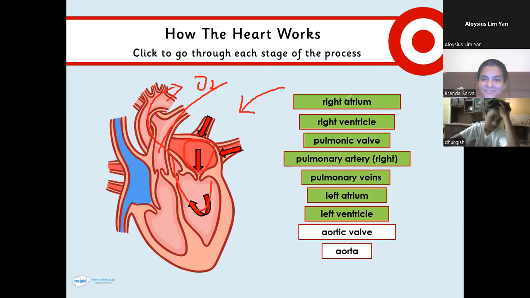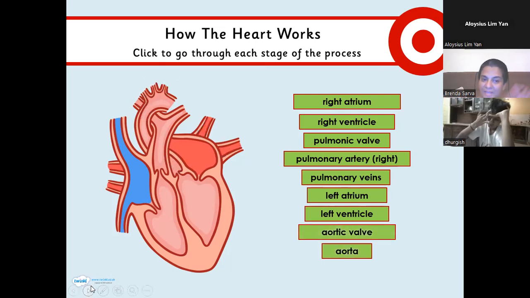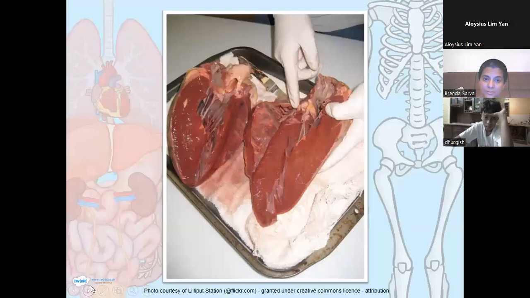Wait, teacher. So every chamber has a job. No, like every chamber has like, how to say, a hole to be connected to the next chamber. Yes, there is. Yes. Okay. All right. The blood must flow.